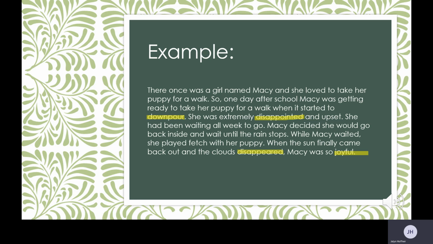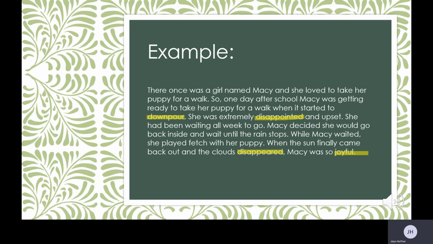So here we have a little excerpt I created with some words that you can already see are highlighted that students may not understand the meaning of or may need to use word structure in order to identify the meaning of them. So it says, there once was a girl named Macy, and she loved to take her puppy for a walk. So one day after school, Macy was getting ready to take her puppy for a walk when it started to downpour. She was extremely disappointed and upset. She had been waiting all week to go.